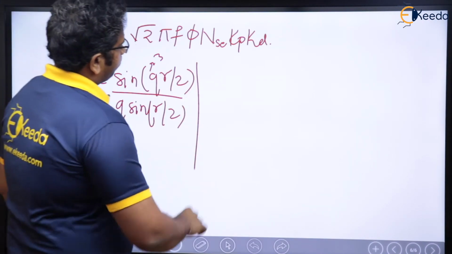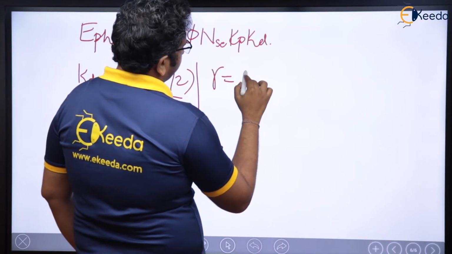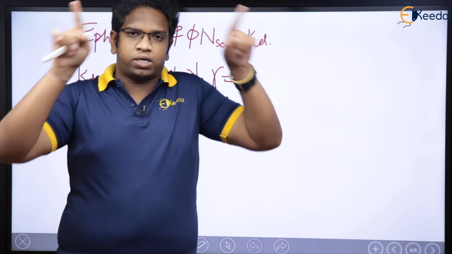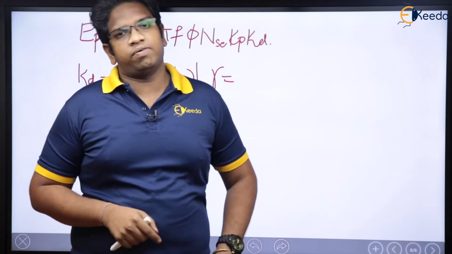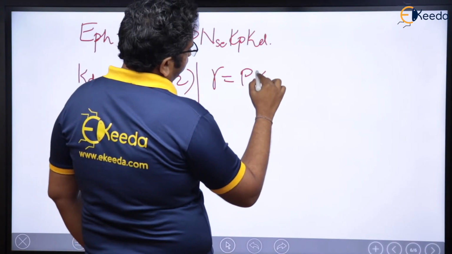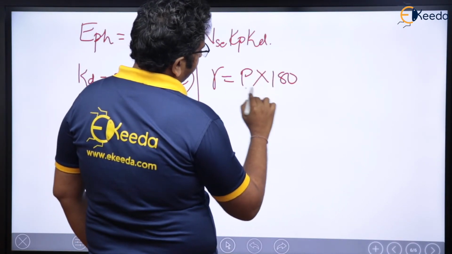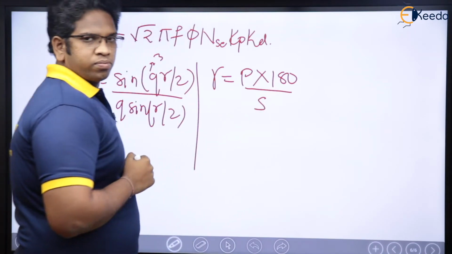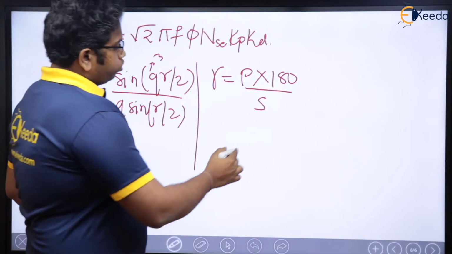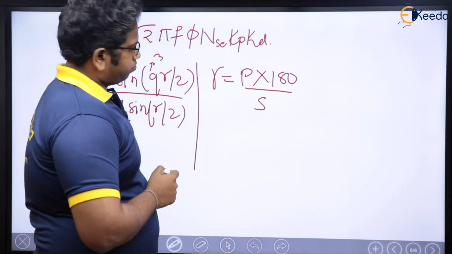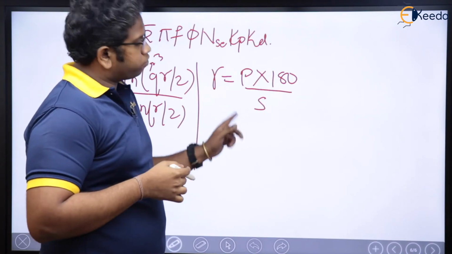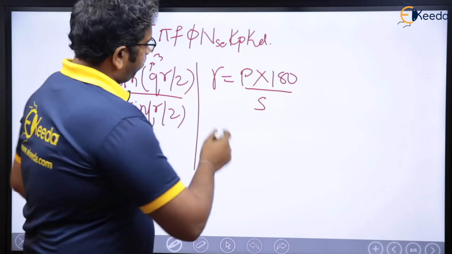But what about this gamma? What is gamma? Gamma is going to be how much? Slot angle, in the sense, total electrical degree divided by number of slots. So this total electrical degrees is P into 180 divided by slots. Do you know number of slots? No. Do you know number of poles? Yes. You don't know number of slots, which means number of slots have to be found out.